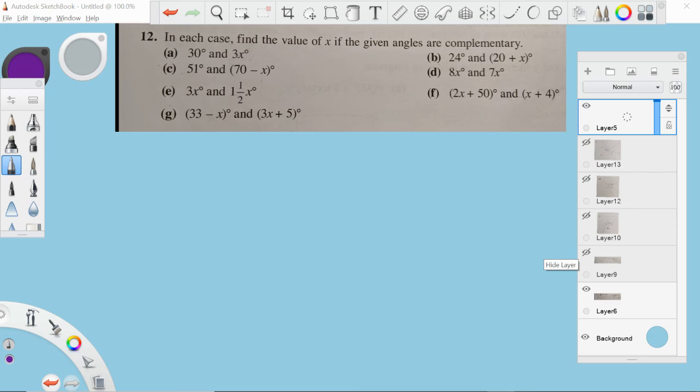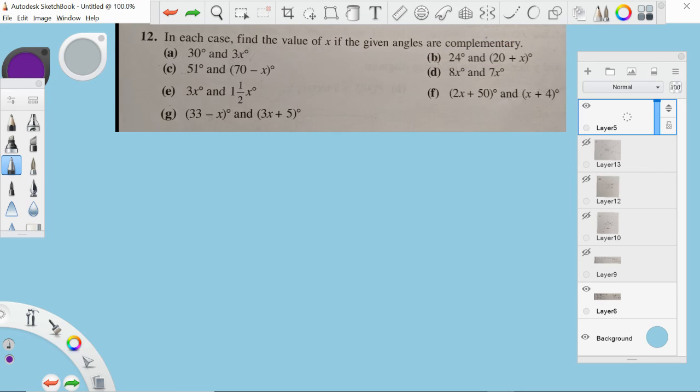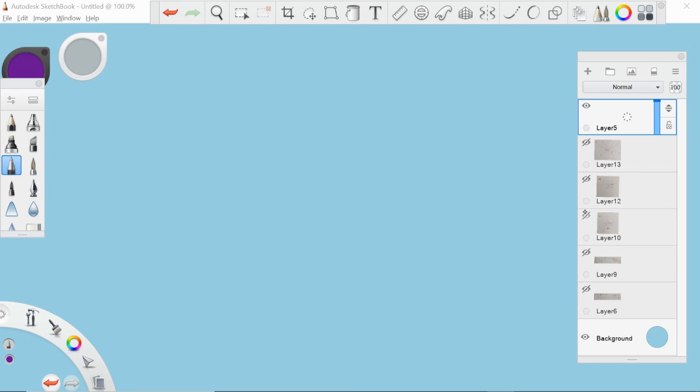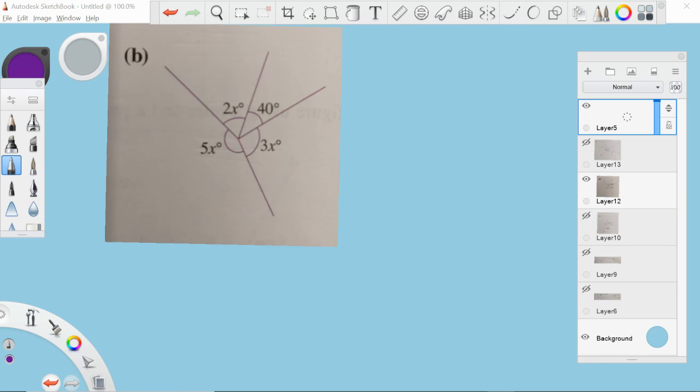In the first problem, number 12, you have to make the connection that these angles add up to equal 90. In problem number 13, we're making the connection that these are supplementary, so they add up to equal 180. Here we've got angles that form a straight line, so all 4 of those add up to equal 180. So when you write your equation, that's what you're going to use. Angles around a point sum up to equal 360.